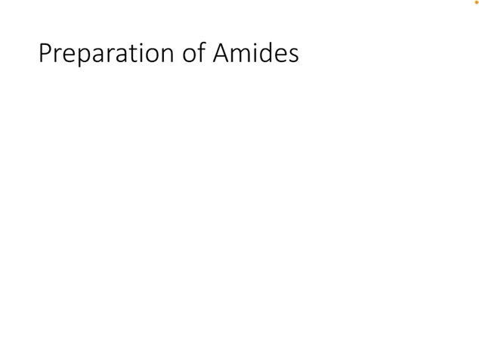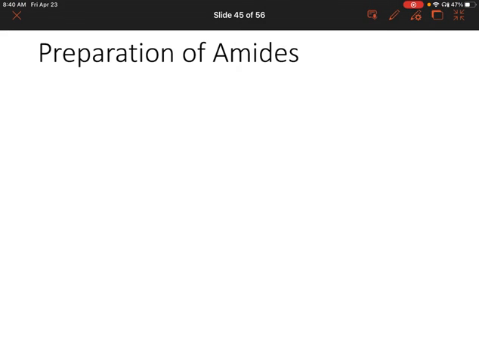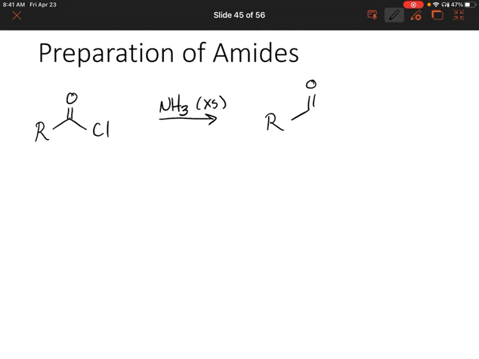Everyone. Today we're going to talk about amides, which is another set of carboxylic acid derivatives. So let's talk about how we can prepare amides. There's a couple different ways. One way is to use an acid chloride with ammonia, which we saw previously. And here we're just going to use an excess of ammonia, and this will give us our amide.